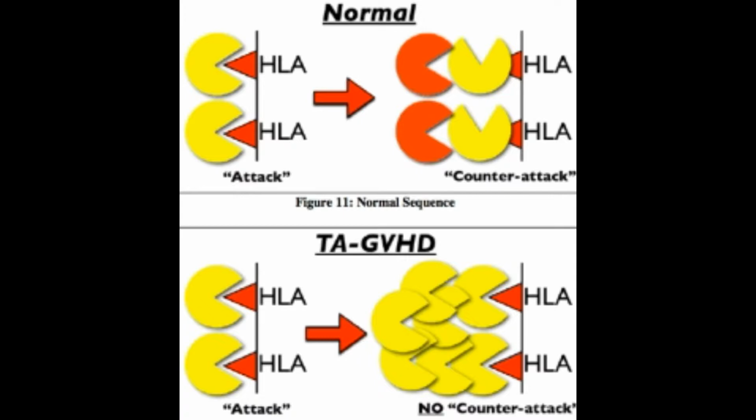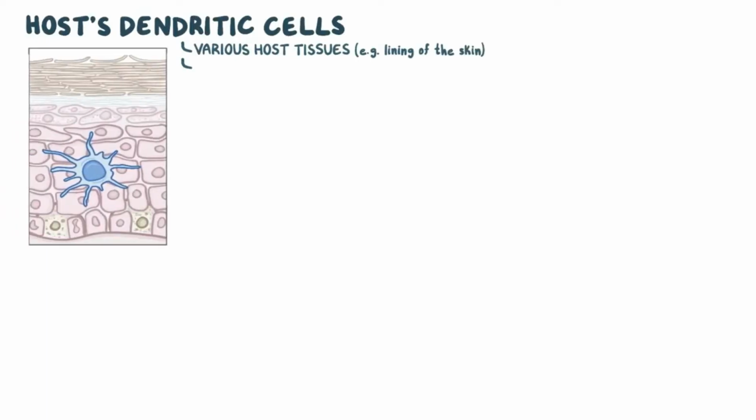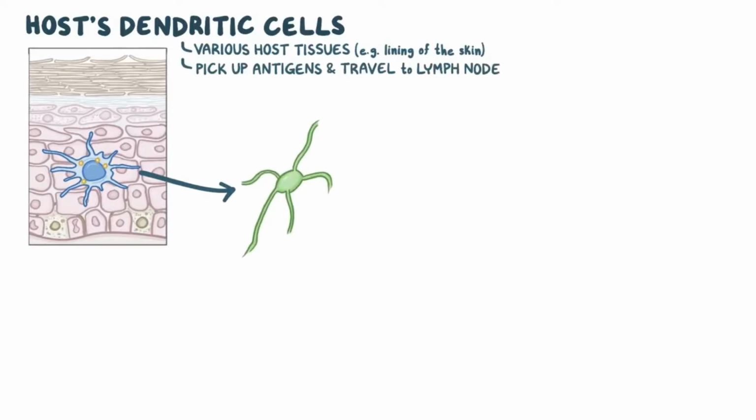Host immune system must be suppressed so that it doesn't destroy the grafted immune cells, giving the graft immune cells enough time to mount an attack. Host must be immunologically different from donor. In other words, the host histocompatibility antigens, namely the HLA antigens, must appear as foreign to the grafted immune cells. So shortly after transplantation, the host's dendritic cells, which usually hang out in various host tissue, like the lining of the skin, might pick up antigens from the tissue and travel into the nearest lymph node, where a lot of immune cells coming from the donor live.